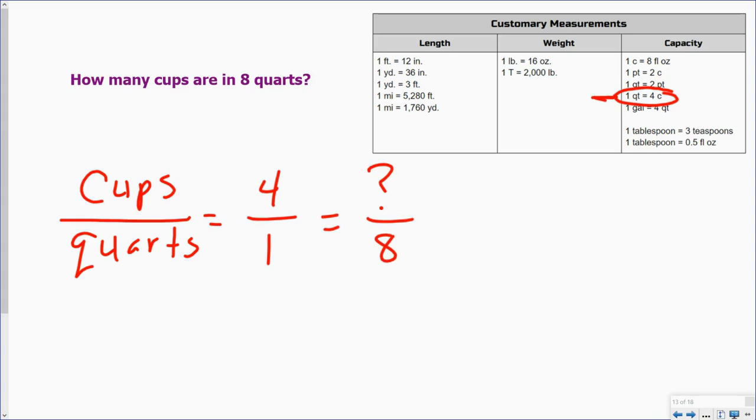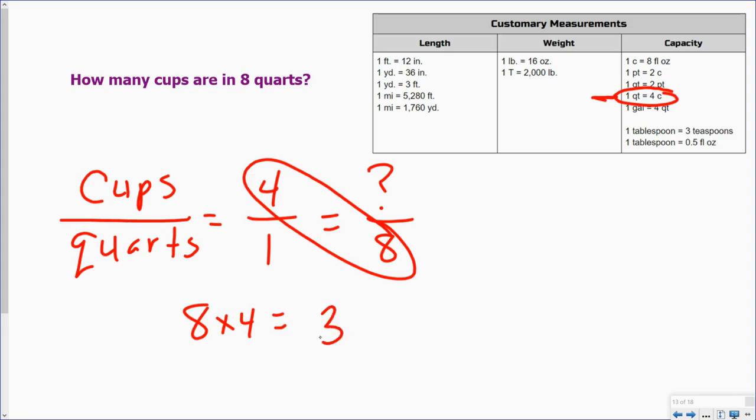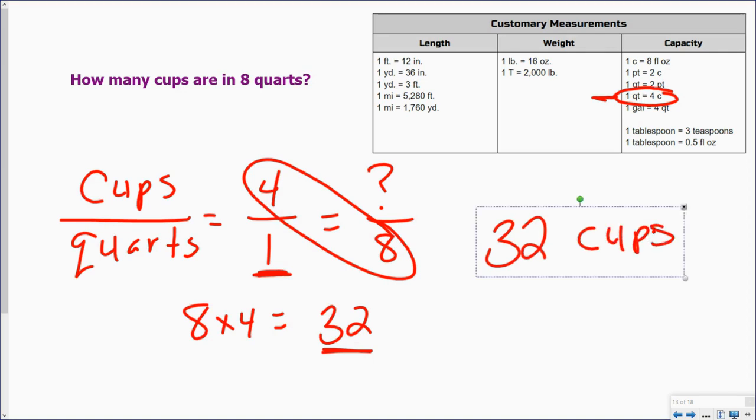Again, I can do my cross multiplication here and do 8 times 4, which would give me 32. Well, I just have 1 here, and I know that 32 divided by 1 is still 32. So my answer here would be 32 cups are in 8 quarts.